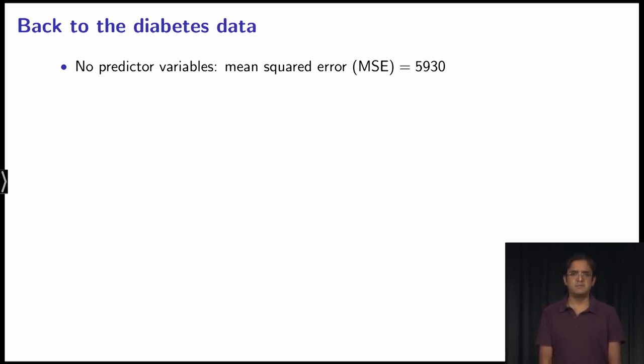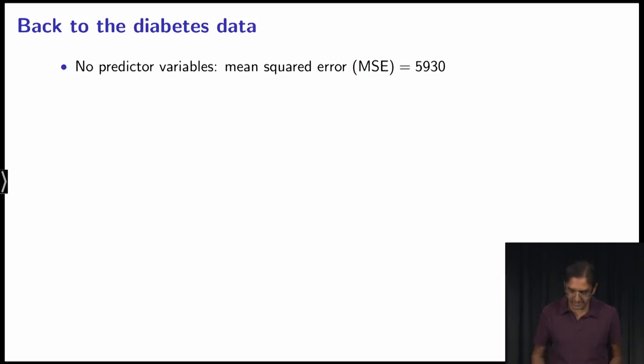Okay, now this might seem a little large, but actually it turns out these y values, the progression of the disease, are numbers like 100, 200, 300. So when y is 200, y squared is 40,000. Okay, so relative to that, a variance of about 6,000 seems plausible.